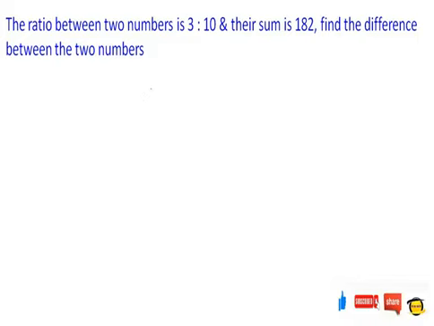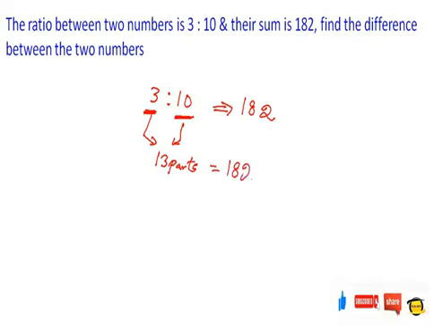Let's try that. The ratio between the two terms is given as 3:10 and the sum of these two terms is given as 182. Let's assume that the first number has 3 parts in it and the second number has 10 parts in it. Alright. Now if we add these two numbers of parts, we are going to have 13 parts and this sum is being given as 182. Right.